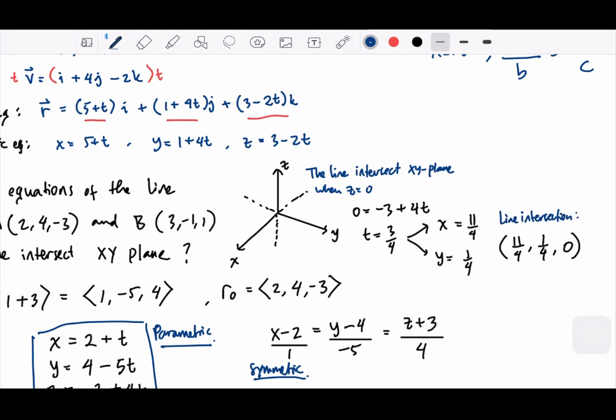Or if you would like, you can also set z equals 0 at this one, and equate each y and x, and we still get the same number.